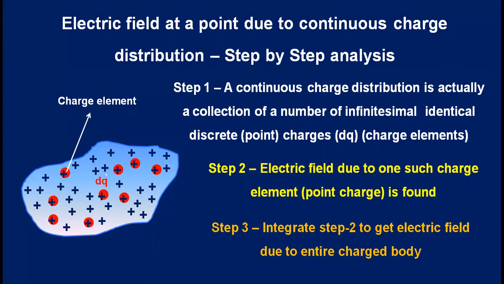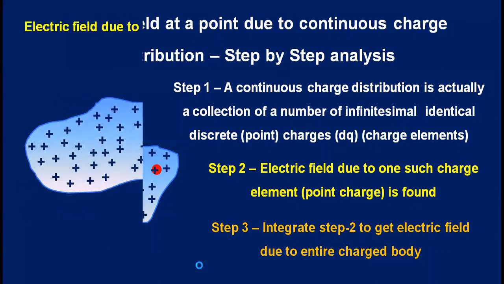is a collection of large number of infinitesimal identical discrete or point charges each of magnitude dq. So you just choose one charge element, one such identical point charge. அந்த ஒரு பாயிண்ட் சார்ஜ், ஒரு சார்ஜ் எலிமெண்ட்டுக்கு எலக்ட்ரிக் ஃபீல்ட் என்ன வித் ரெஸ்பெக்ட் டு தட் ஒன் சார்ஜ் எலிமெண்ட் ரெஃபரன்ஸ் பாயிண்ட்ல எலக்ட்ரிக் ஃபீல்ட் என்னங்கிறத ஸ்டெப் 2ல கண்டுபிடிங்க. ஸ்டெப் 2ல கிடைச்ச ரிசல்ட்டை இன்டகிரேட் பண்ணோம்னா நமக்கு electric field due to continuous charge distribution kadachidum. So that is what we are going to do.